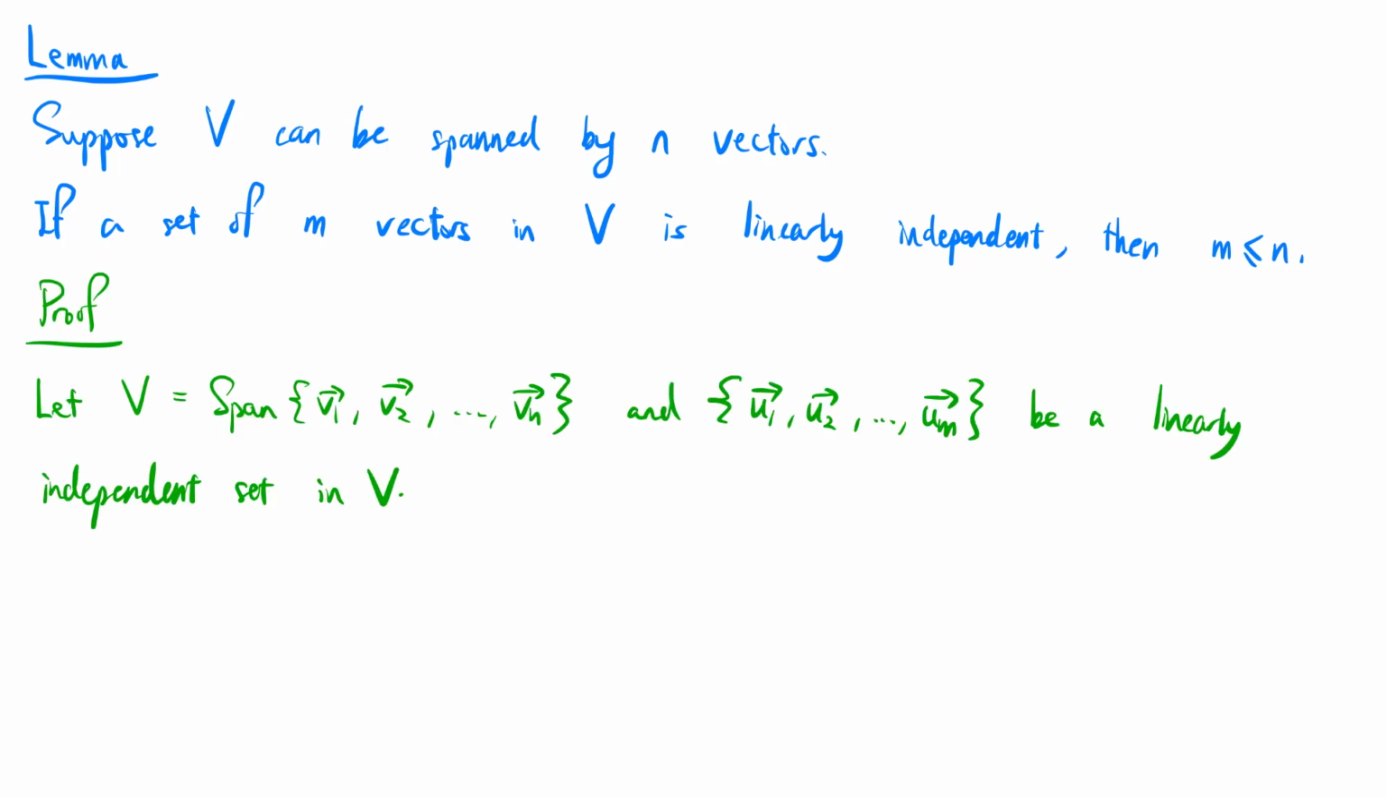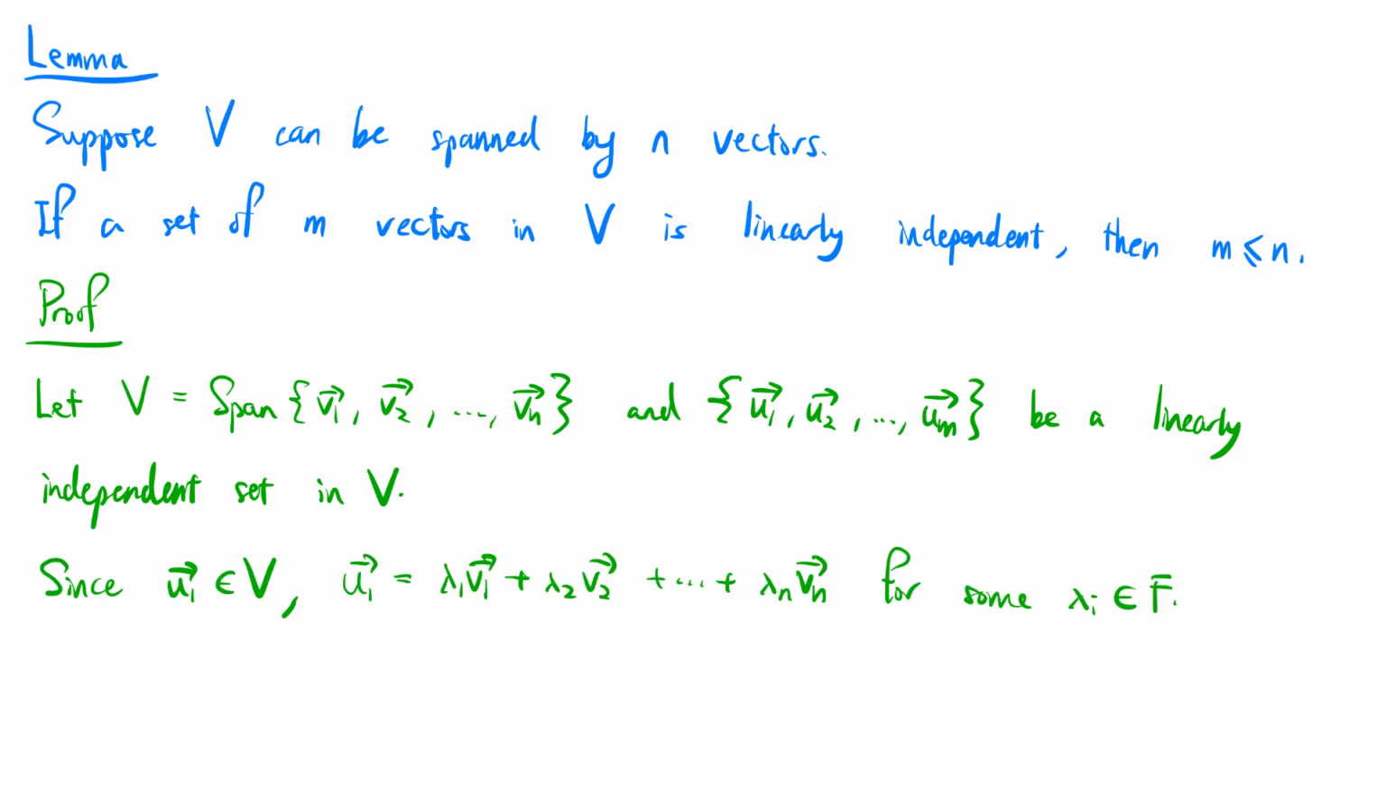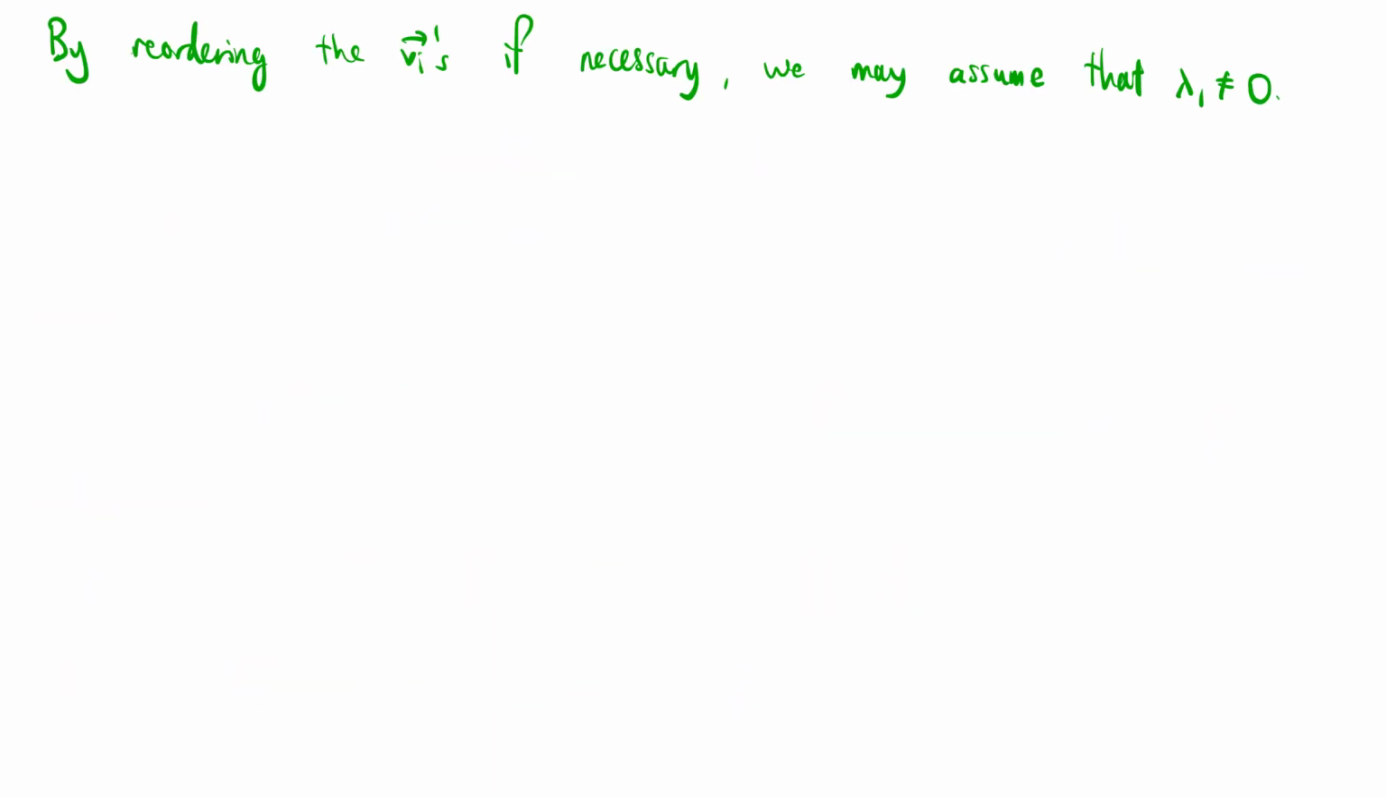To prove this, let V be the span of v1, v2, up to vn, and u1, u2, up to um be a linearly independent set in V. Since u1 is in V, u1 can be written as λ1v1 + λ2v2 + ... + λnvn for some λi in F. Note that u1 is in a linearly independent set, so it must be non-zero, so not all of the λi's are 0. By reordering the vi's if necessary, we may assume that λ1 is non-zero.